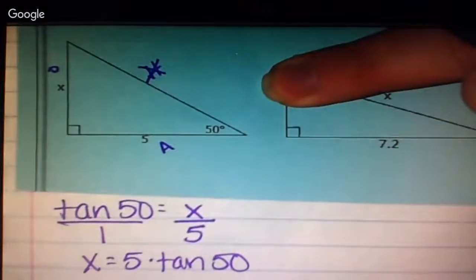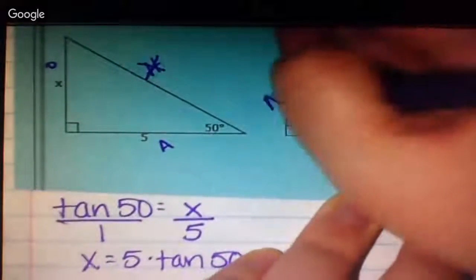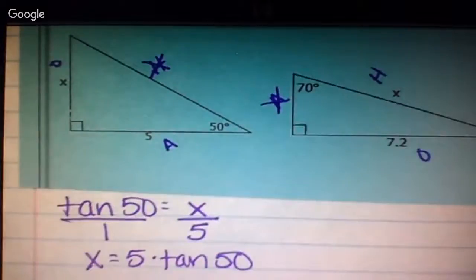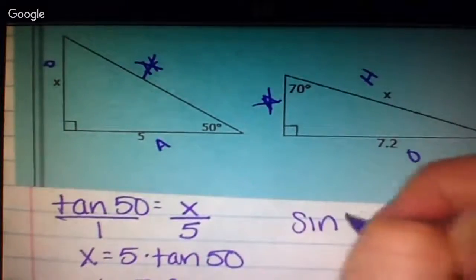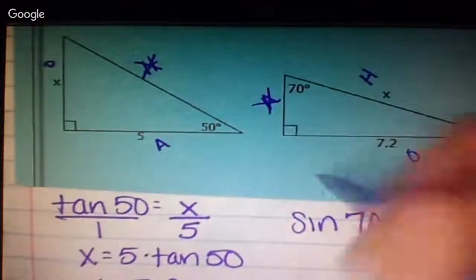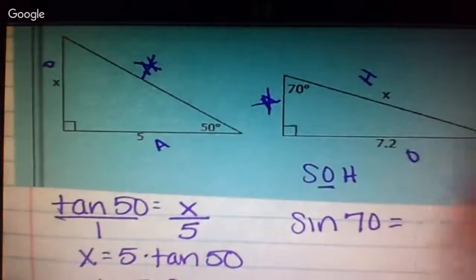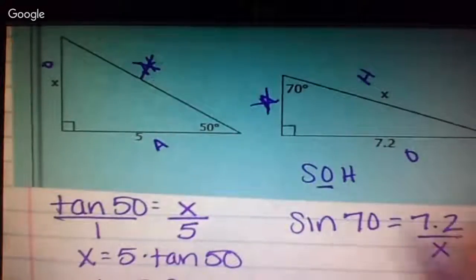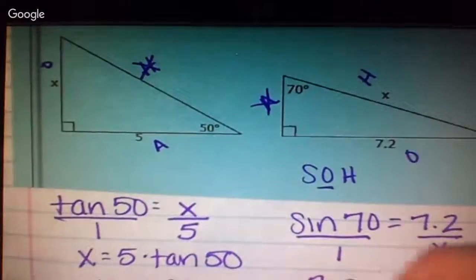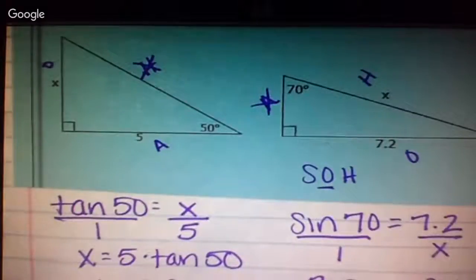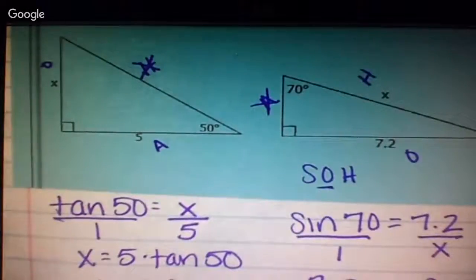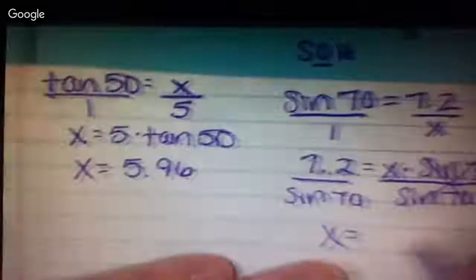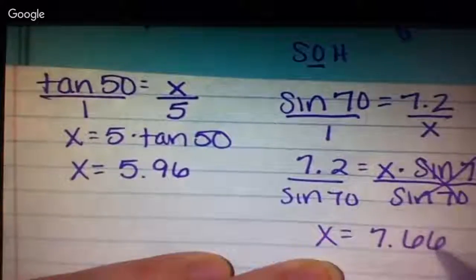Okay. Again, right angle, so the legs are my legs, which means X is my hypotenuse this time. Which one's opposite? 7.2. And this is adjacent. Well, I don't have adjacent, so I'm using sine of my angle equals. Remember, it's SOH, so O goes first, so 7.2 goes on top. X goes on bottom. So when I put this over 1 and cross multiply, I get 7.2 equals X times the sine of 70. So this time I actually have to take an extra step and divide by the sine of 70. These cancel, so what does X equal? 7.66.